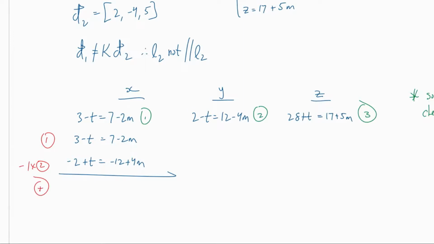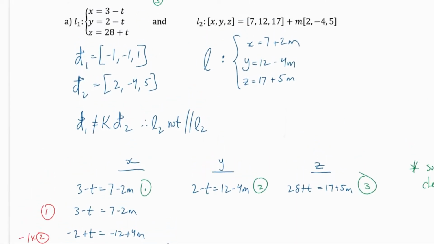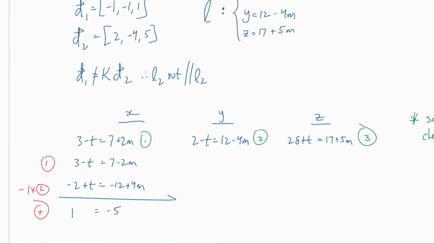So I have 3 plus negative 2, which is 1. Negative t and t is 0. 7 and negative 12 is negative 5. And negative 2 and 4 is 2. All right, whoops, I think I have a mistake in here somewhere, possibly. This is supposed to be plus 2m. So that's plus 2m. All right.